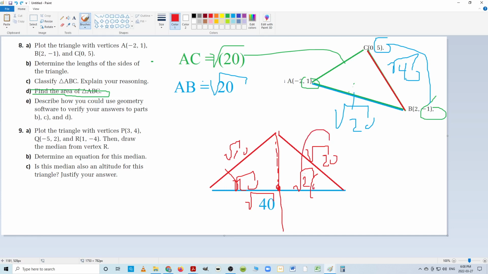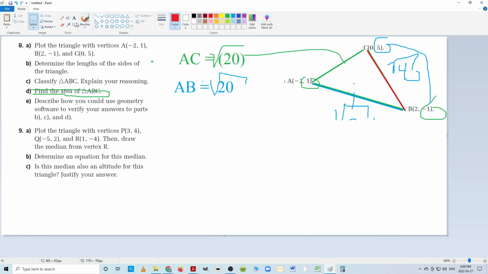Now, actually, I think I got one wrong because there's no way this can be the same length as half of that. So let me just go back and look at this. 5 minus 1 is 6 squared, 36. And, oh yeah, square root of 40, half of it is not square root of 20. That's my problem. So yeah, it's very confusing. I'm sure there's an easier way of figuring out area.